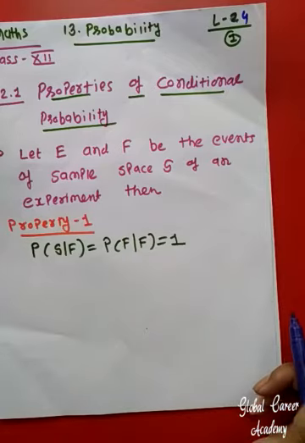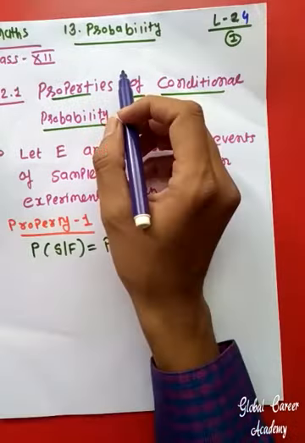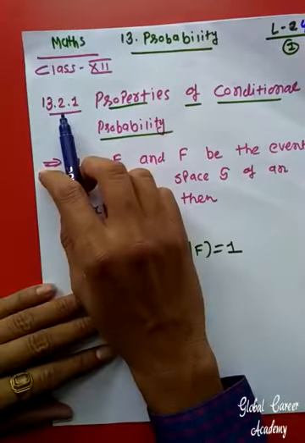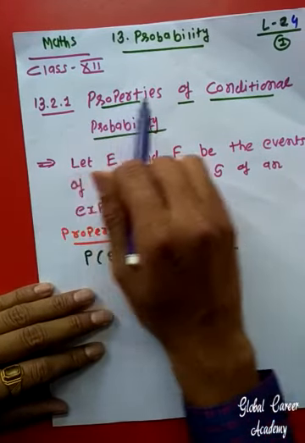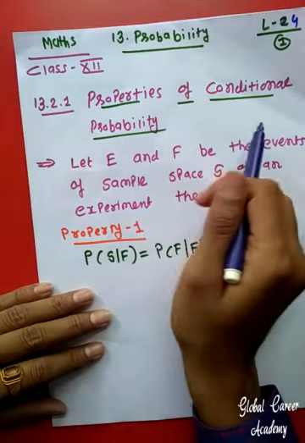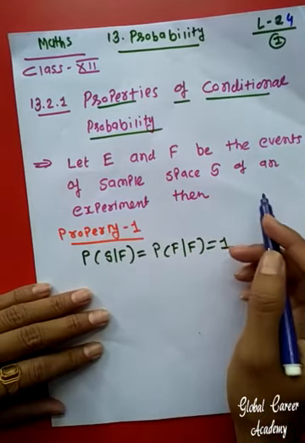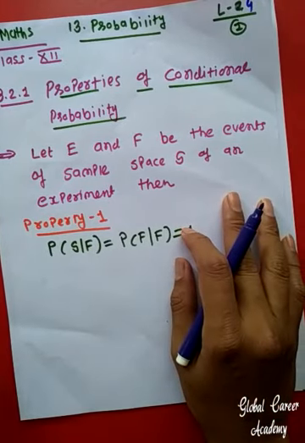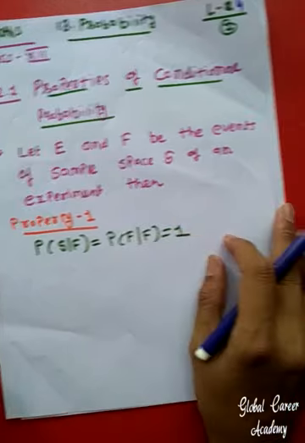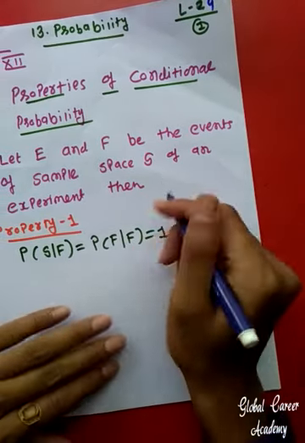Hello everyone. So chapter number 13, probability, and today we are going to discuss theory topic 13.2.1, properties of conditional probability. In this we are going to discuss three basic properties and it is very easy, and based on this there will be some numericals. Okay, so let us start.